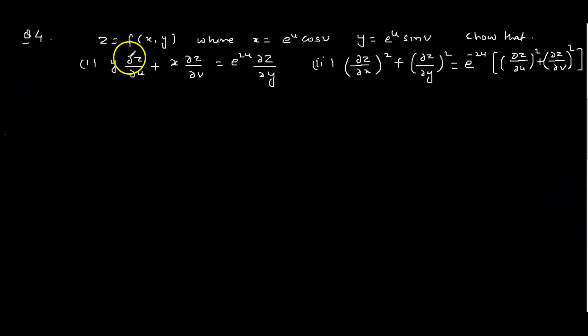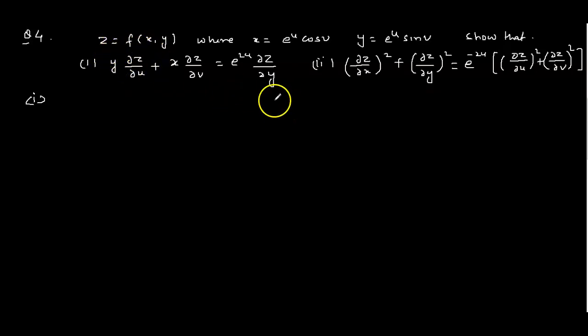So in this question, given z is equal to f of x, y, and x is equal to e to the power of u cos v, and y is equal to e to the power of u sin v, and we need to show these two parts. So let's consider the first one. They are given y with respect to del z by del u. So you find here this del z by del u.